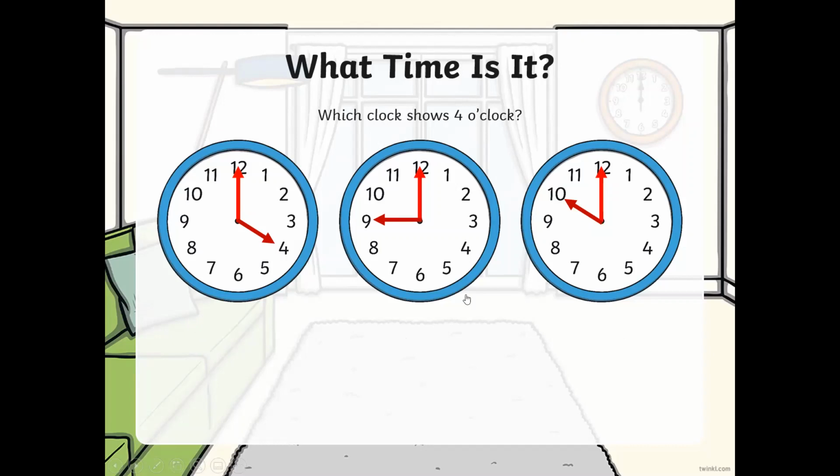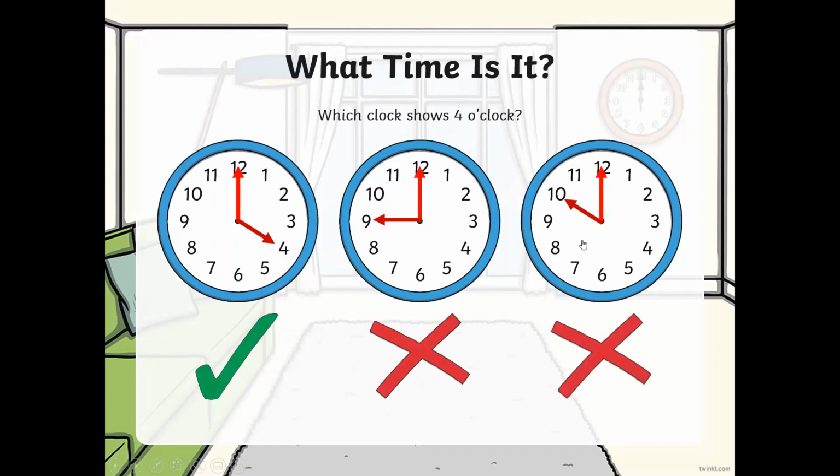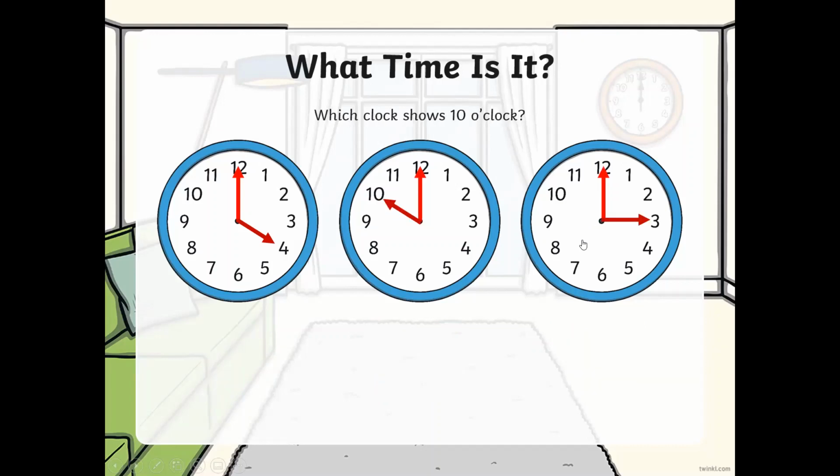If you said clock number 1, you scored. Clock number 1 shows 4 o'clock. And clock number 2, 9 o'clock. And clock number 3, 10 o'clock. And the last one, what time is it? Which clock shows 10 o'clock? Clock number 1, clock number 2, or clock number 3? 1, 2, or 3 shows 10 o'clock.